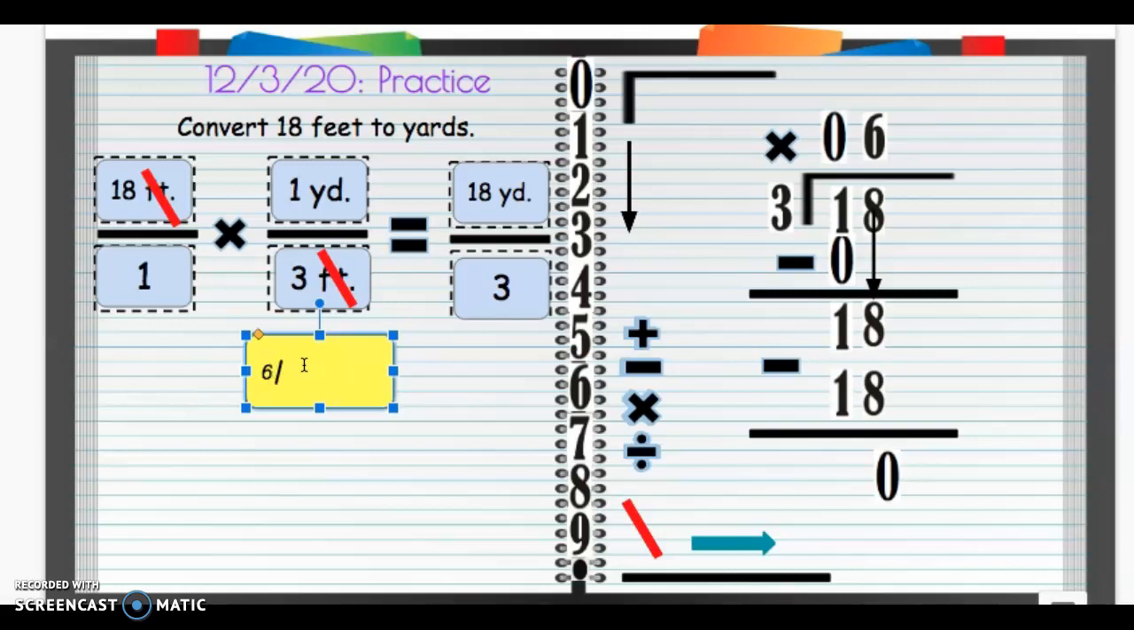yards. All right, so that's another practice problem for you.